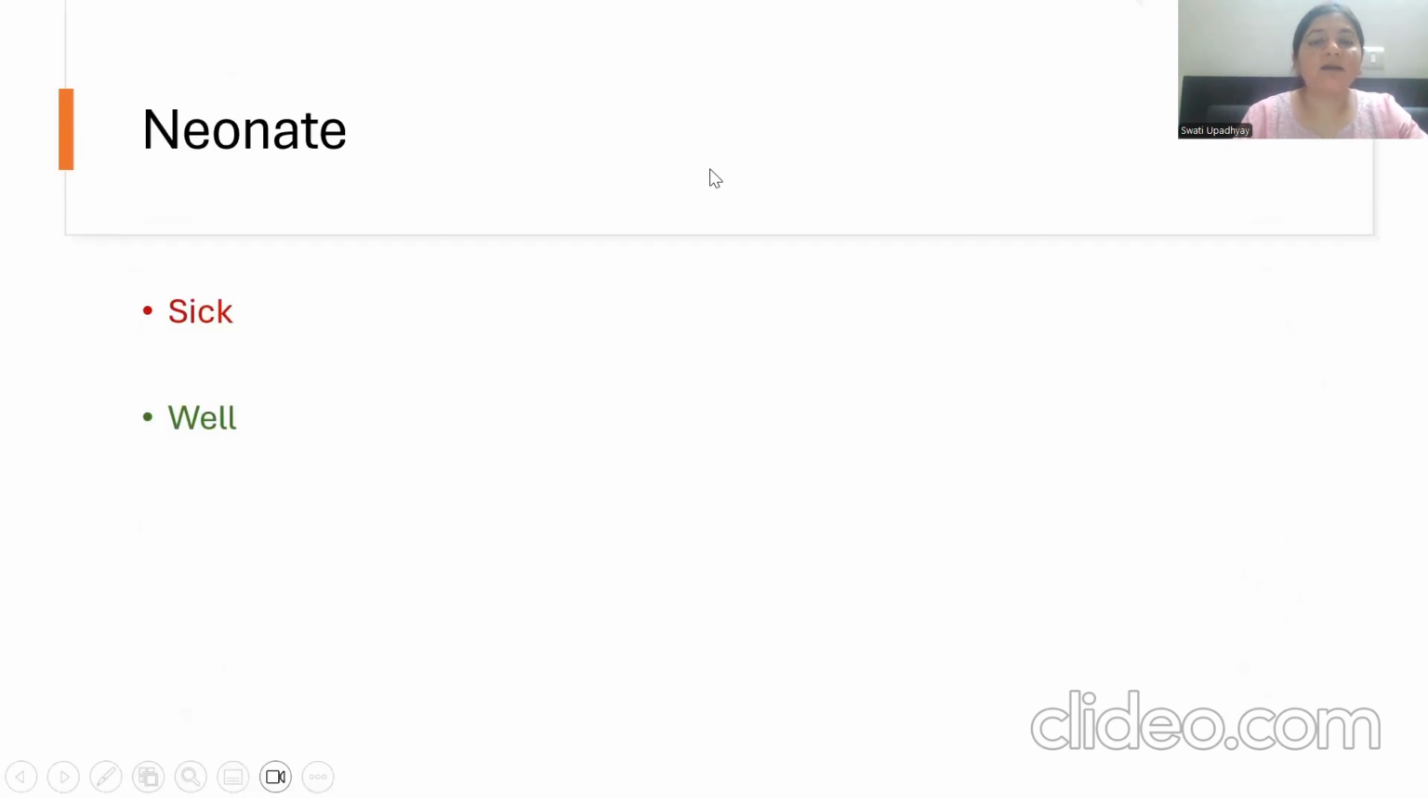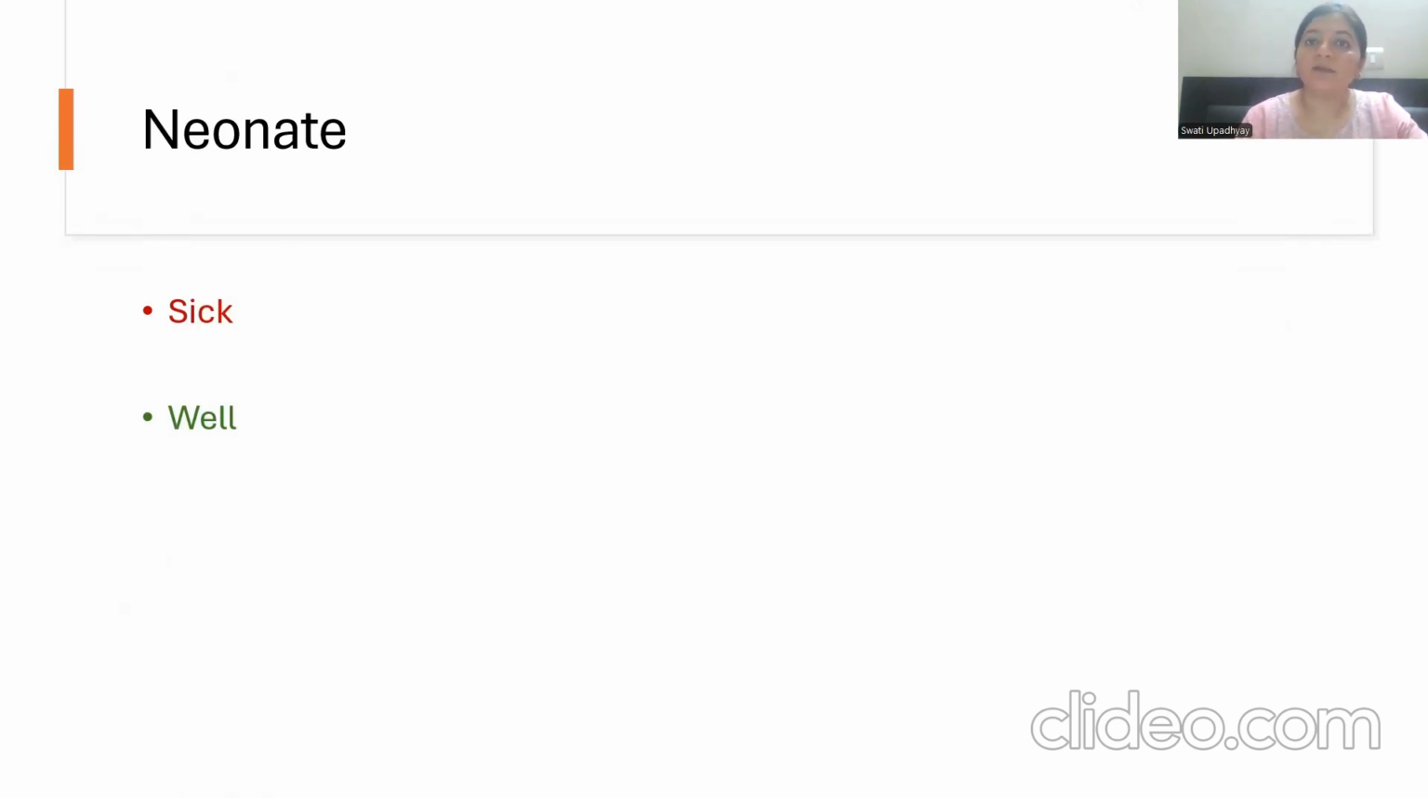Now, whenever we are assessing a newborn baby, whether it is in the NICU, or in the emergency room, or in the labor room, you should do a quick primary survey or assessment, at the end of which you should be able to classify whether the baby is well or whether the baby is showing any signs of sickness or if there is something wrong which requires urgent attention.